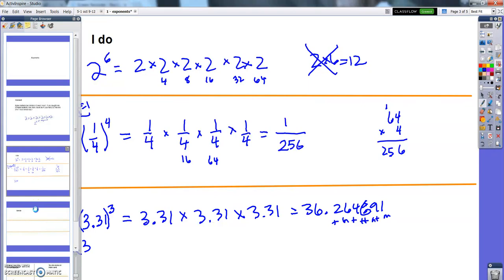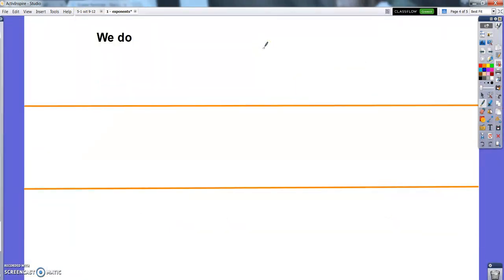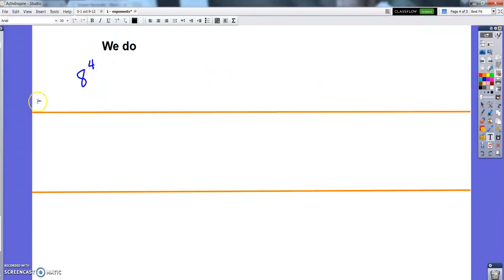All right, open your math notebook. Let's do a couple together. Let's do a whole number, a fraction, and a decimal together. Let's start with, how about 8 to the 4th power. I want you to write how you would say that too. You would pronounce that 8 to the 4th power. That's how you would say that.